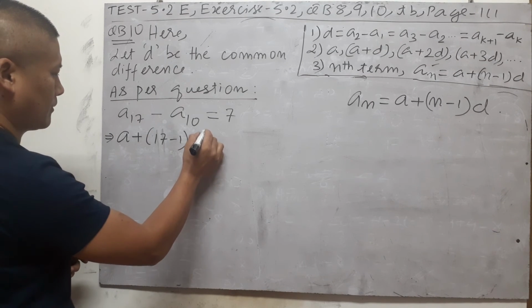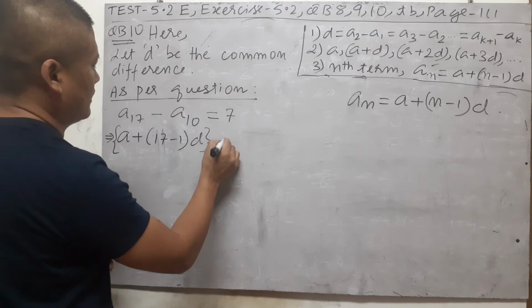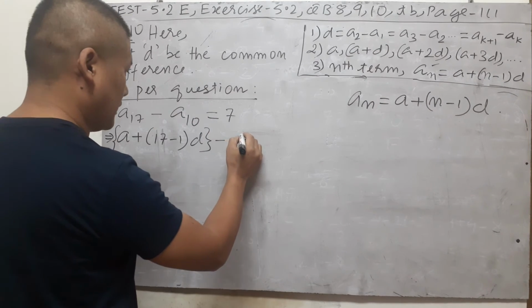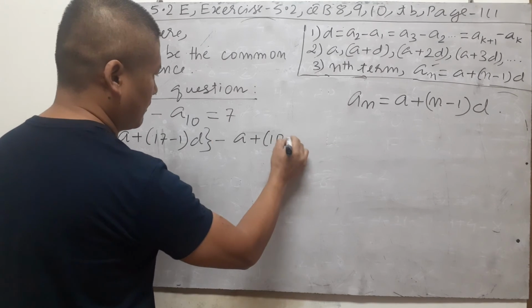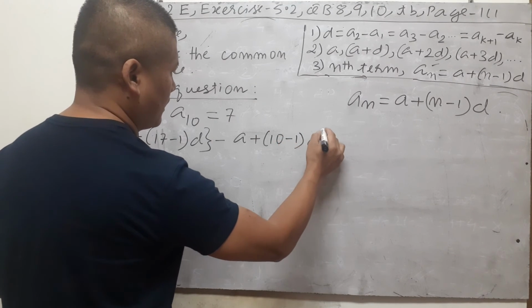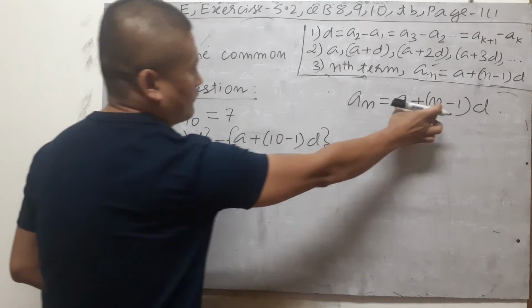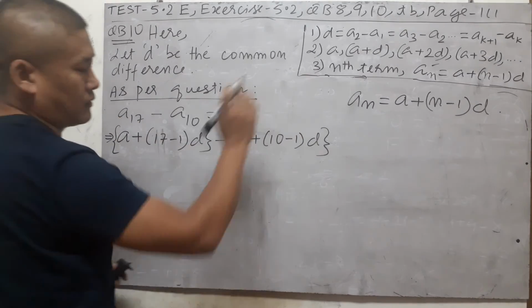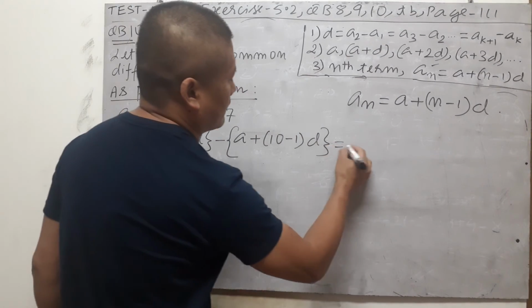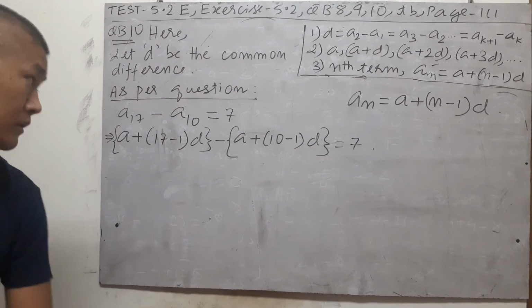You can separate it, this one, and minus. Similarly, A10 will be A plus 10 minus 1 into D. This is the formula applied for A10, and this is the formula applied for A17, is equal to 7. Remember, you have to find only D, the common difference.